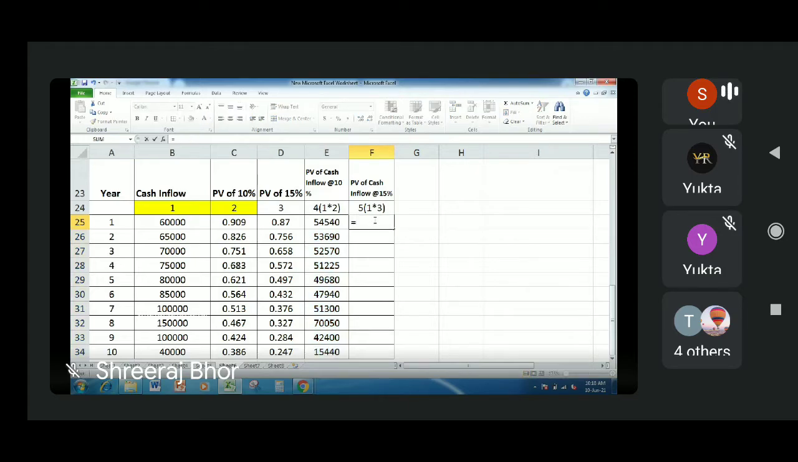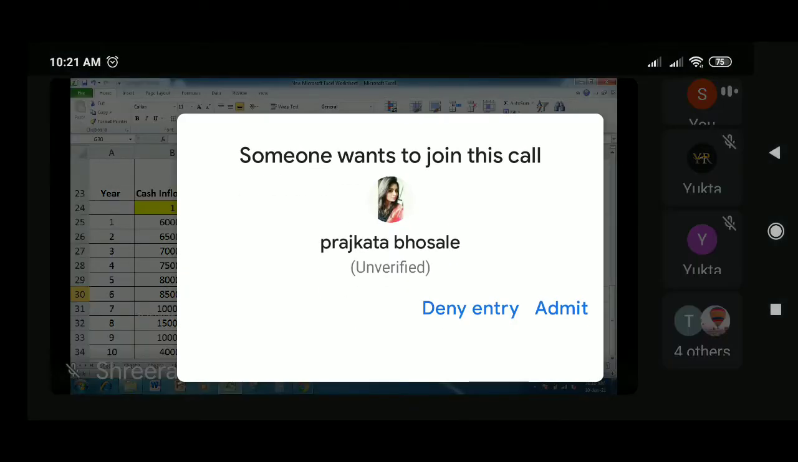So column 1 is 60,000 into 0.87, these figures are required. So the answer is 52,200. In the second year, 65,000 into 0.756. In this way we can calculate. So this is the table required for IRR.